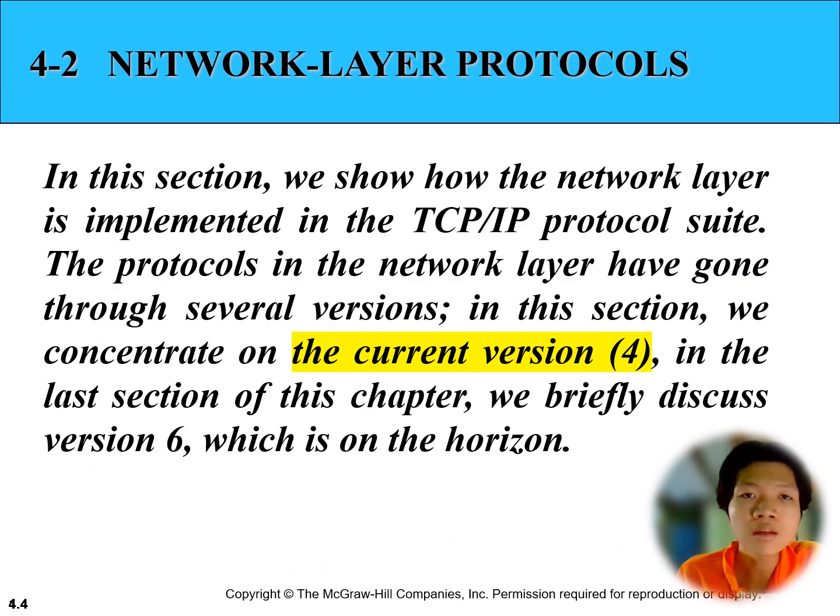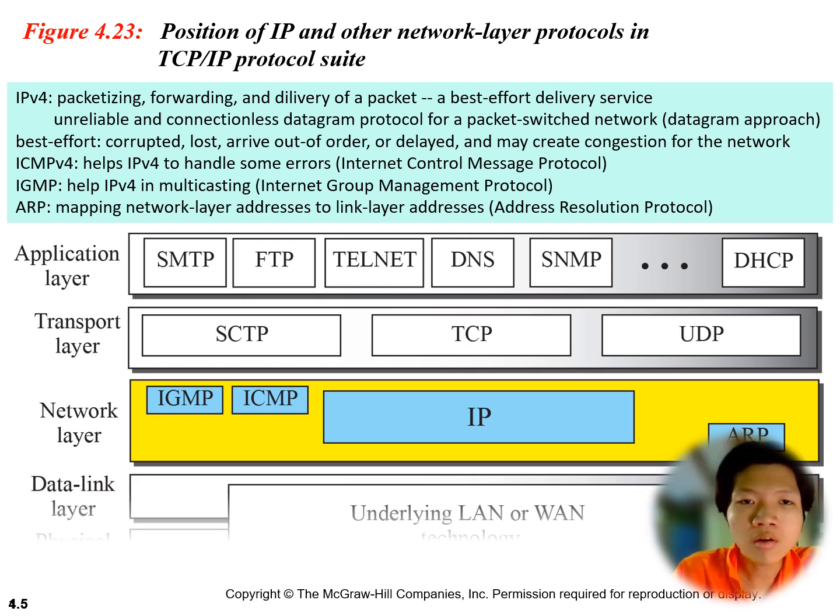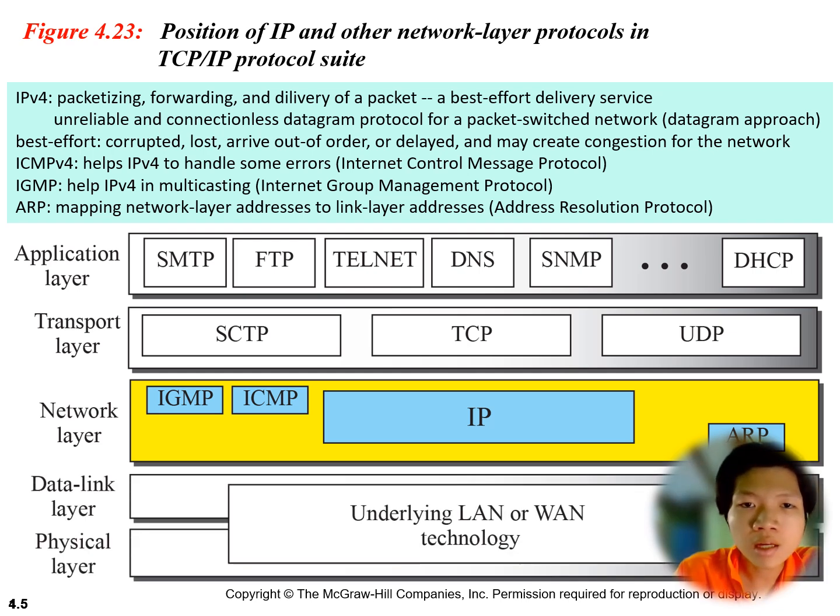In this section, we show how the network layer is implemented in the TCP/IP protocol suite. The protocols in the network layer have gone through several versions. In this section, we concentrate on the current version. In the last section of this chapter, we briefly discuss version 6, which is on the horizon. Here is a figure of the position of IP and other network layer protocols in the TCP/IP protocol suite.